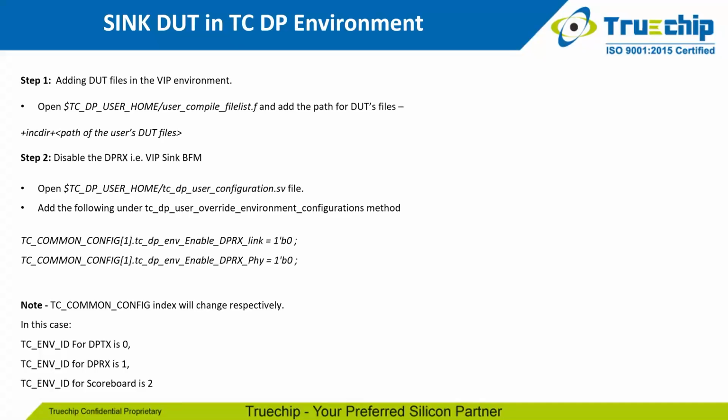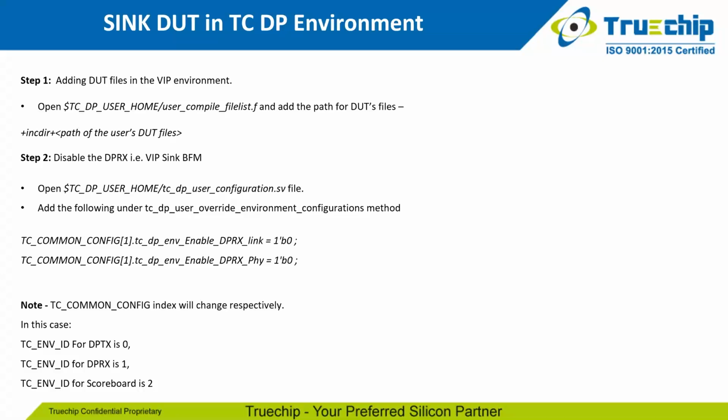Open TCDP user home TCDP user configurations.xp file. Add the following under TCDP user override environment configuration method. TC common configuration of 1, TCDP env enable DPRX link is set to 0. TC common configuration of 1, TCDP env enable DPRX 5 is equal to 0. Note, the common configuration index will change respectively.